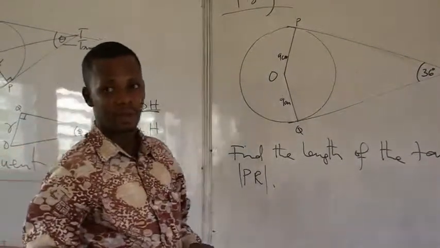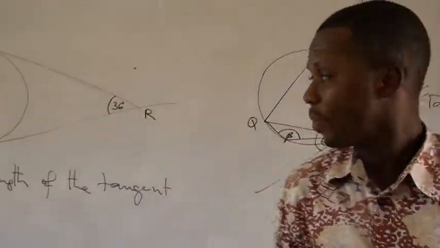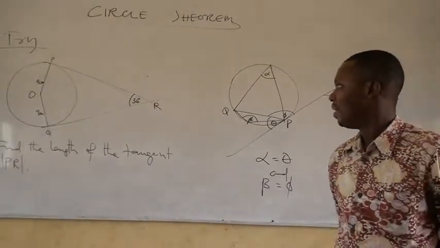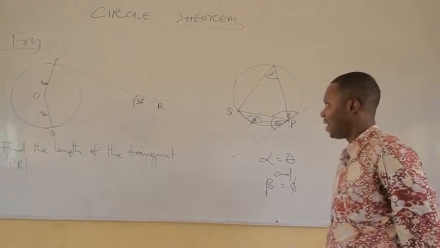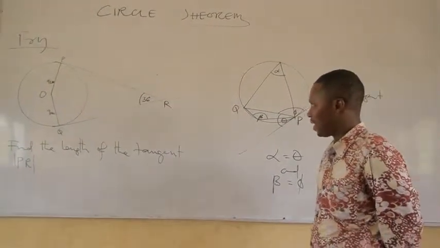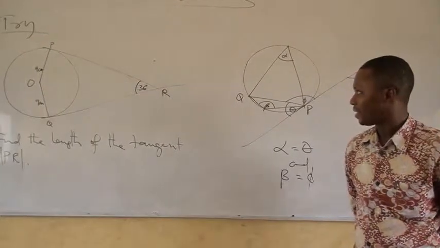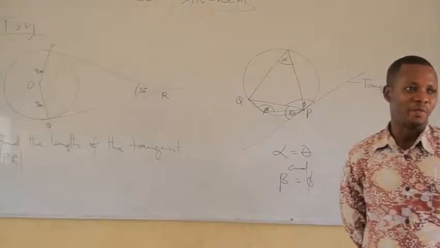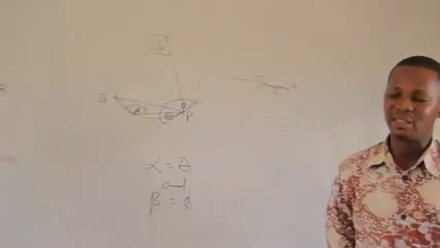Okay. Find the length of the tangents PR. That is the circle. O is the center. The radius is given as 9 centimeters. The two tangents are intersecting at R. The angle that they make between the two of them is 36 degrees. So find the length of the tangents PR.